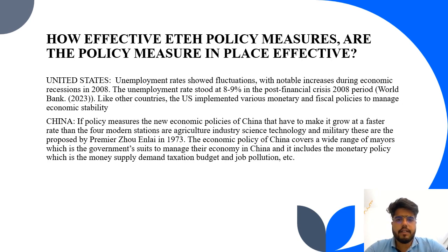How effective are the policy measures? Are the policy measures in place effective? First, in the United States, the unemployment rate shows fluctuations. That means it is not constant, with notable increases during economic recession. This is a very bad thing for the United States. In 2008, this was happening. The unemployment rate stood at 8 to 9% in the post-financial crisis period of 2008.